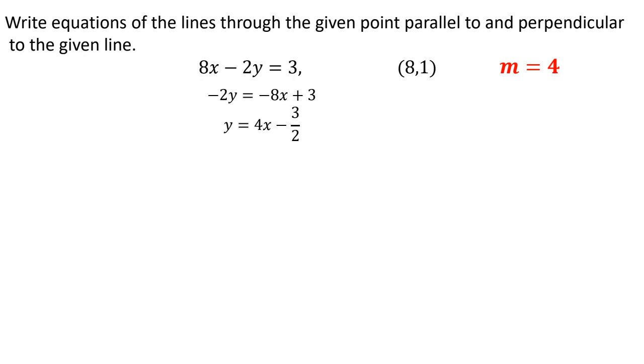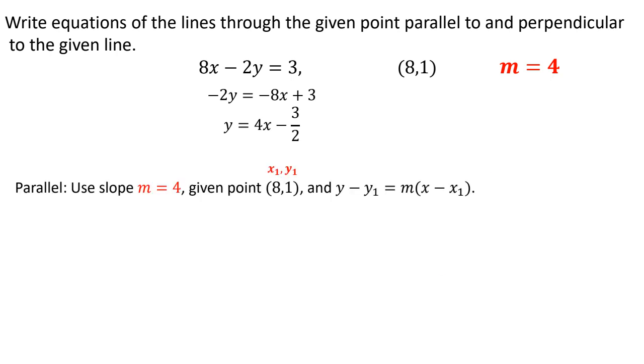So the first thing you want to do is you need to know the slope of this line here. If we solve for y, we're going to subtract 8x on both sides and then divide by -2. So we end up with y equals 4x minus 3/2. Once you get the slope from this line, there's nothing else that you need from this line, so we can ignore it. And so all you want to work with now is the point (8, 1) and the slope of 4. So let's look at parallel first.